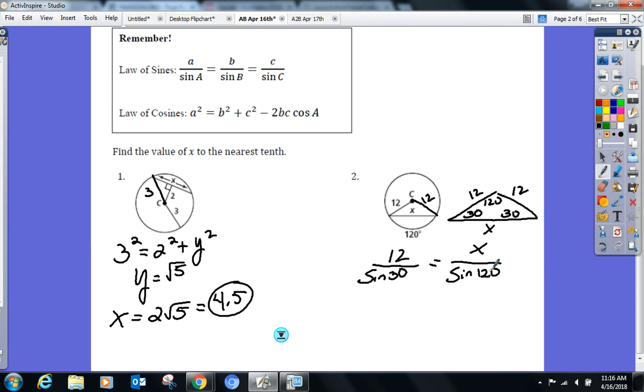Check your modes. You tell me, what are these in? 30.